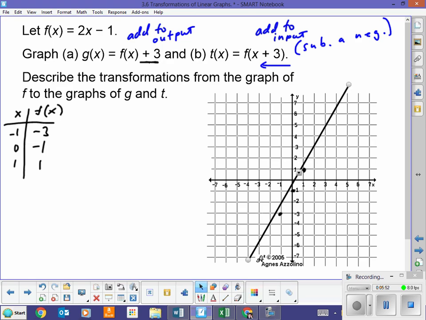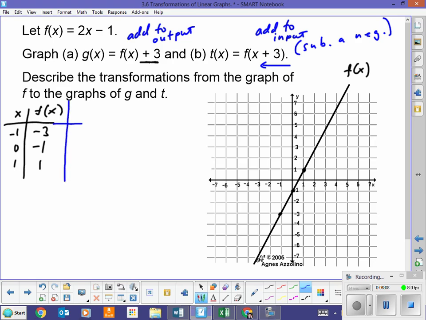I'm going to draw my line through it. There's my parent function. This is f of x. Let's take a look at g of x, because we're just adding to the output. This should be pretty easy to do here. g of x is just f of x plus 3. So -3 plus 3 is 0. -1 plus 3 is 2. And 1 plus 3 is 4.